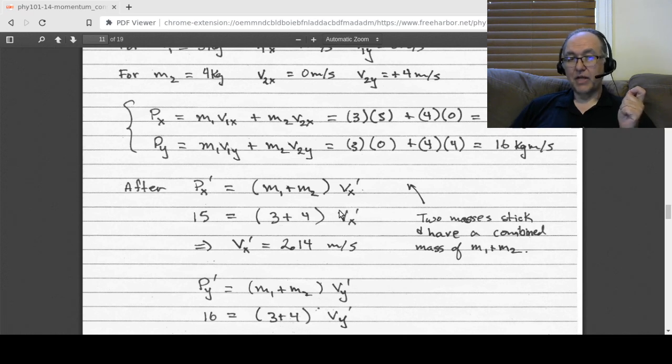And so we can solve for vx primed. And vx primed is the velocity of the combined masses after the collision, x component only. Okay, and that turns out to be 2.14 meters per second. All right, so there we go. We're done with the x component.